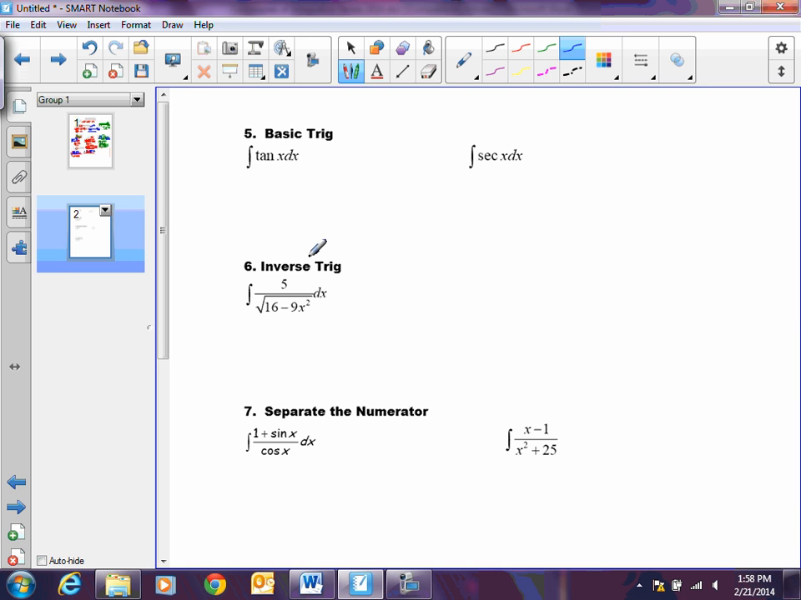Okay, so what's the derivative of secant? It's not a co, so it's not negative. It's just secant x tangent x. You could write it as tangent x secant x. Okay? So then what's the derivative of cosecant? Negative cosecant x cotangent x.